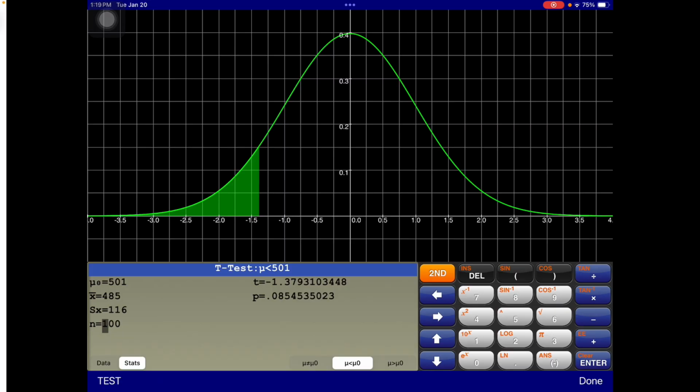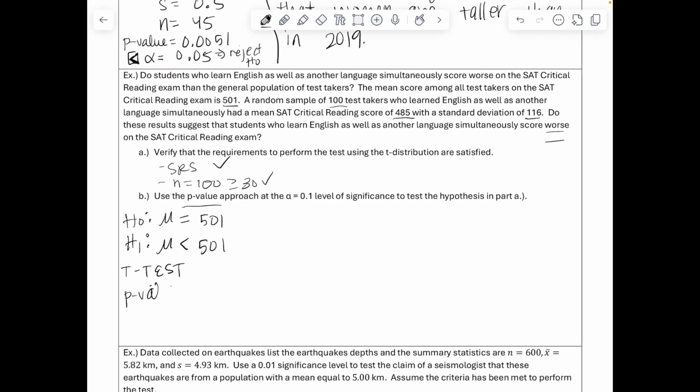Again, make sure to round it to 4 decimals. From the graphing calculator, we get a p-value equal to 0.0855. And we need to compare this to our alpha value, which is given as 0.1. And so this is less than our alpha value, and so this means that we are going to reject H0.